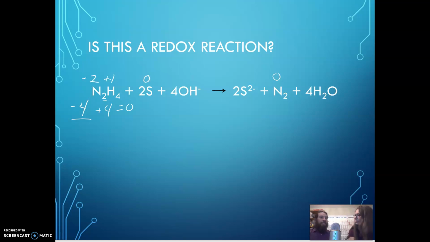So we can already see that nitrogen went from a -2 to a 0. And that is a change. So we already answered the question. We lost electrons, so we know we have a redox reaction. But if something loses electrons, something had to gain electrons. And we need to know that too. And the question will probably ask you that: What is oxidized? What's reduced? What's the agent of change here?